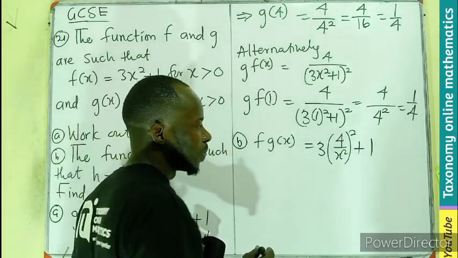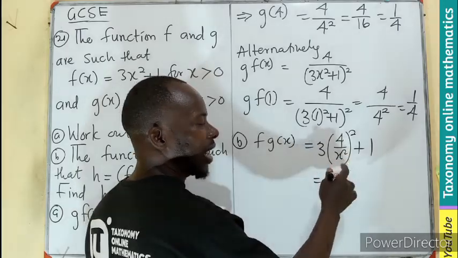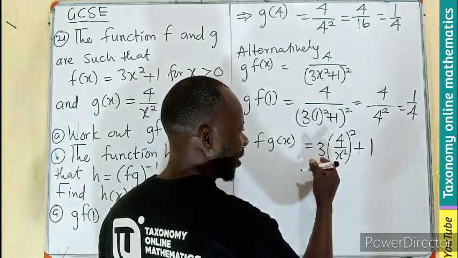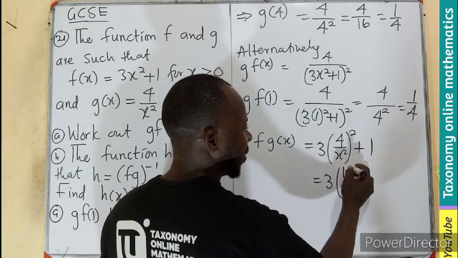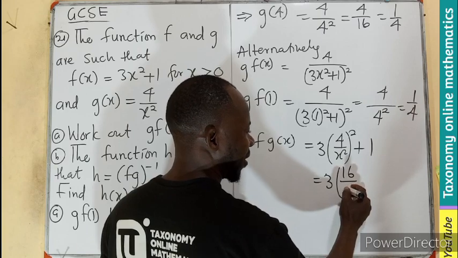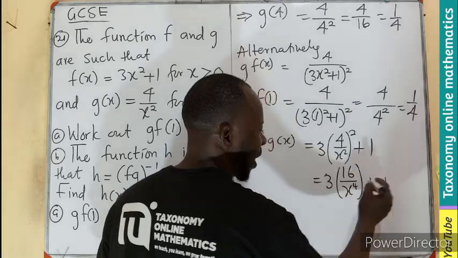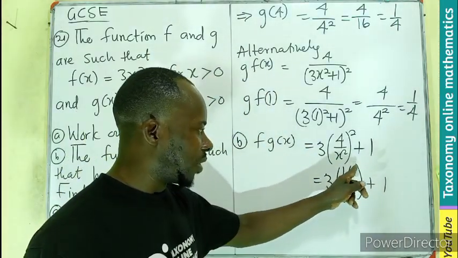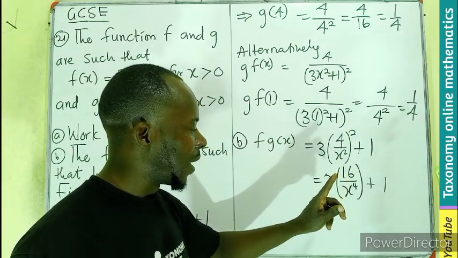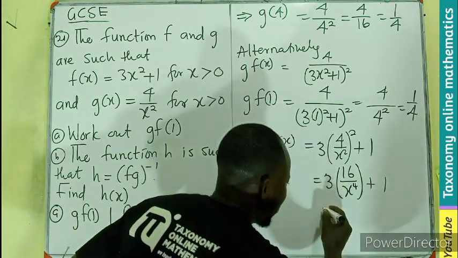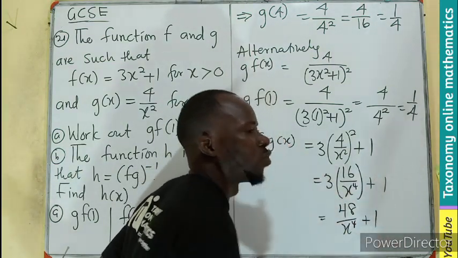What can we do? The square affects the numerator and the denominator. So I'll be having 3 times 16 divided by x to the power 4, then plus 1. We are aware that this 3 can only multiply the numerator, not the denominator. That will be 3 times 16, which is 48. So I'll be having 48 divided by x to the power 4 plus 1.